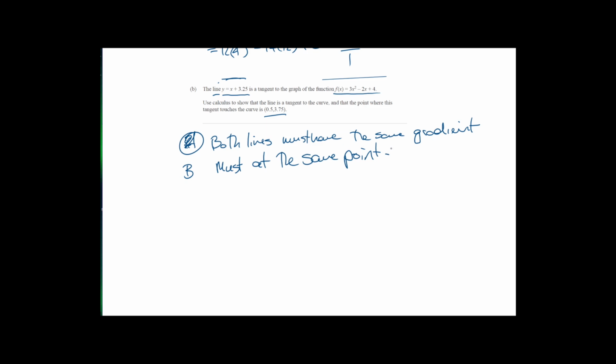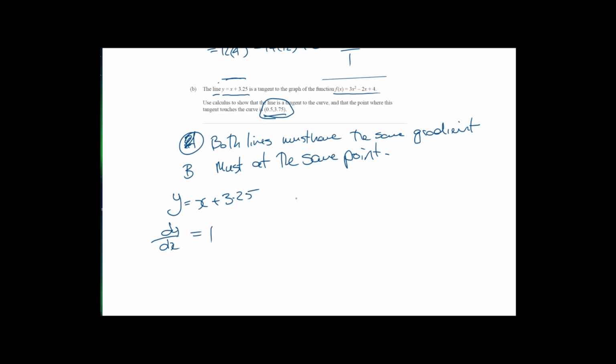Okay, and they give us this point (-0.5, 3.75). The gradient, when we take this first one, y equals x plus 3.25, dy/dx is always going to be 1. It's a straight line, so the gradient doesn't change.